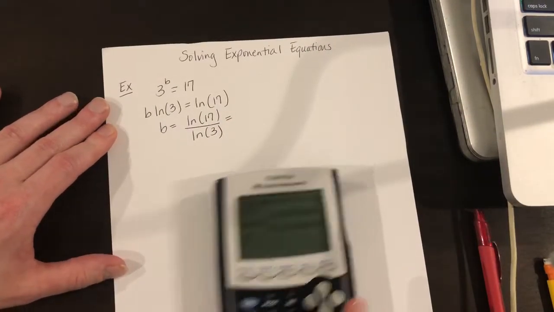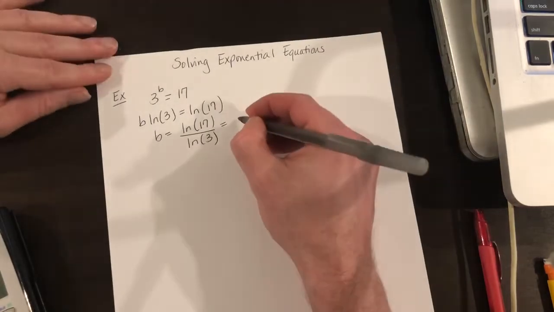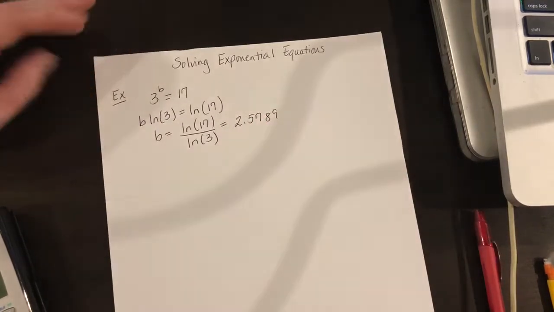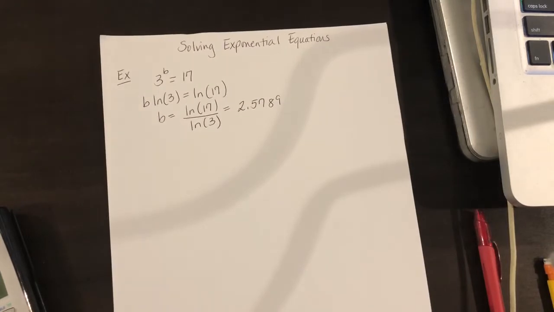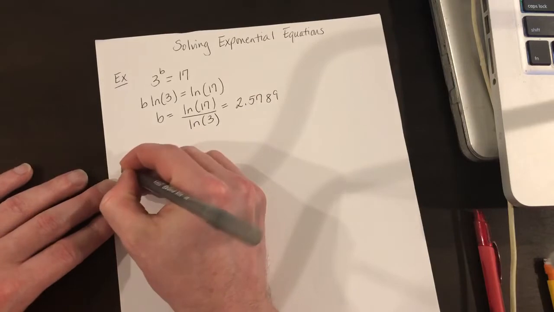So let's go 4 decimal places when we put this in the calculator. Natural log of 17 over natural log of 3. And we get 2.5789. Okay? So we're going to go through a series of questions that look pretty much exactly like that. Next one.